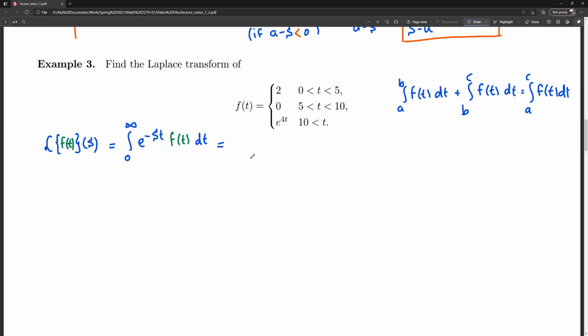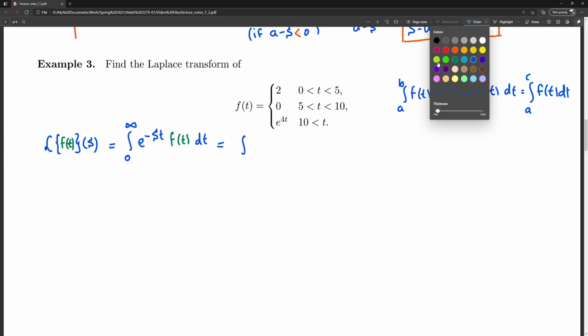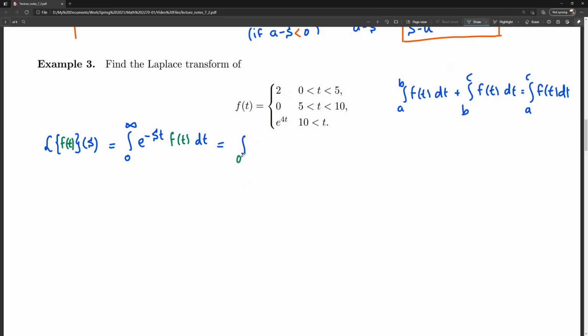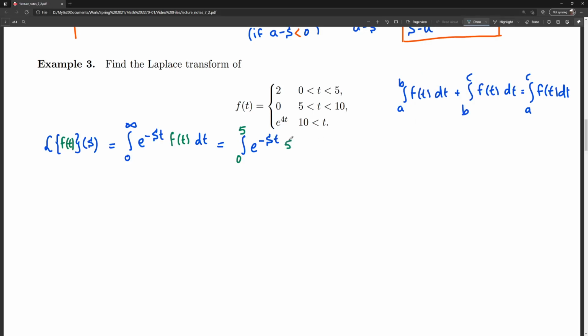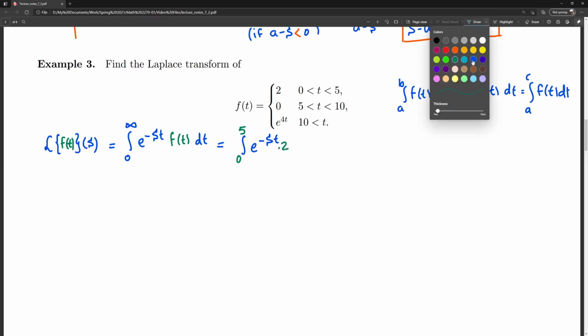So we're going to split this up into integrals from 0 to 5, right? So the first part of the function is defined as 2 on the interval from 0 to 5. So our function is e to the power negative st times 2, right? Our function's defined to be 2 on that interval. So we put 2 there, and then dt.